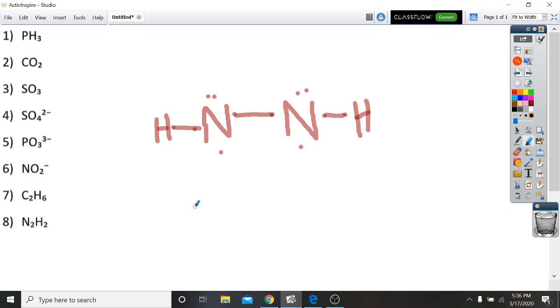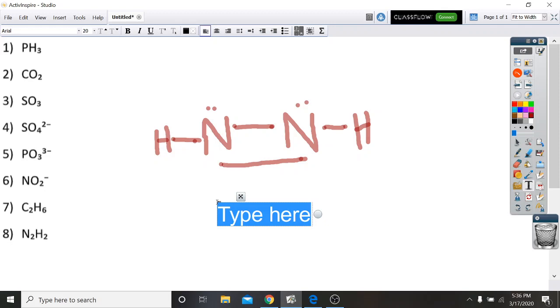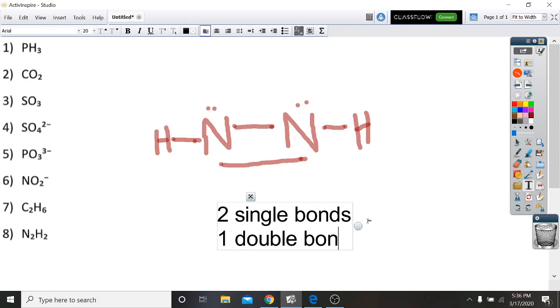Now what? The N's are not at their complete octets, but they can be if I just do this. So what I have here is 2 single bonds, those are between the H and the N's, and 1 double bond. Woo!